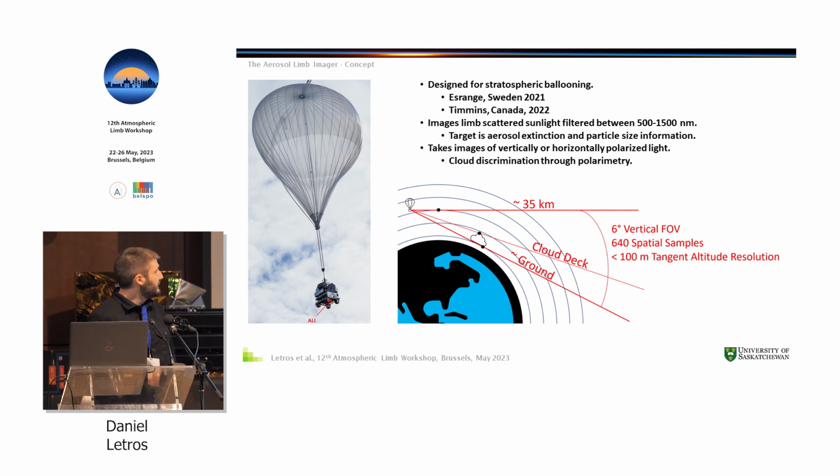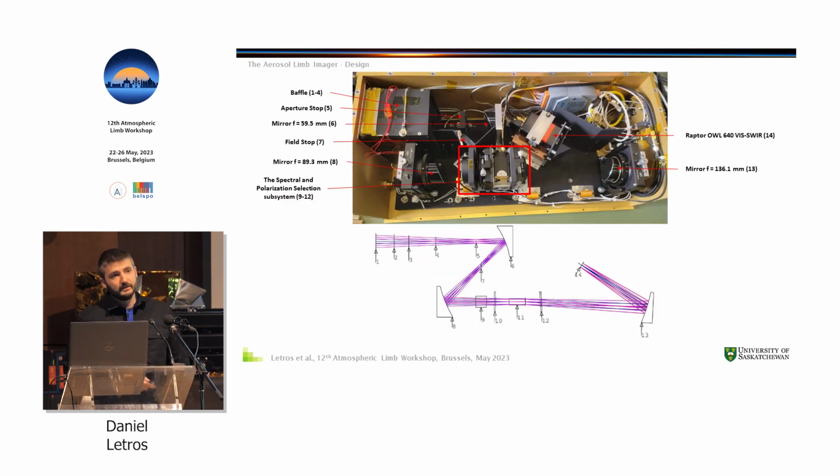So to go into how ALI works, this is a picture of the optics box that we fly on these balloons. Everything in the top left over here is just a telescopic system that we use: a baffle, an aperture stop, a mirror, a field stop, and another mirror. This system maps our 6-degree external atmospheric field of view into our limiting aperture, which is the spectral and polarization selection subsystem, which we call the SPS.